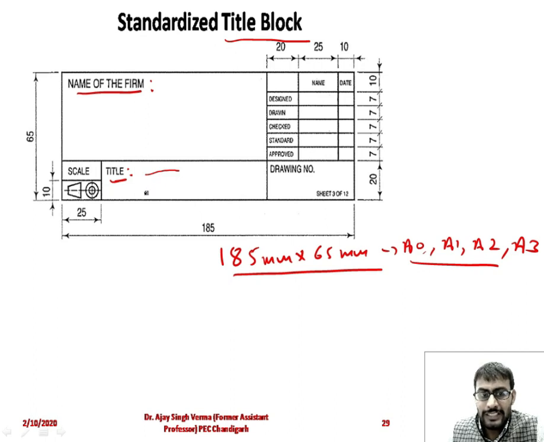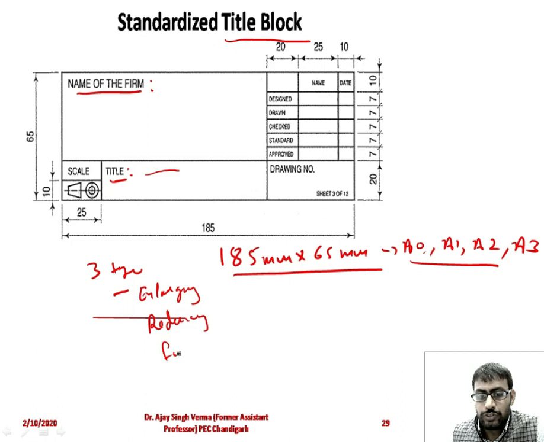Third one is the scale. We already talked about that. There are three types of scales: enlarging scale, reducing scale, or full scale. Basically, in the scale we have to mention the ratio.